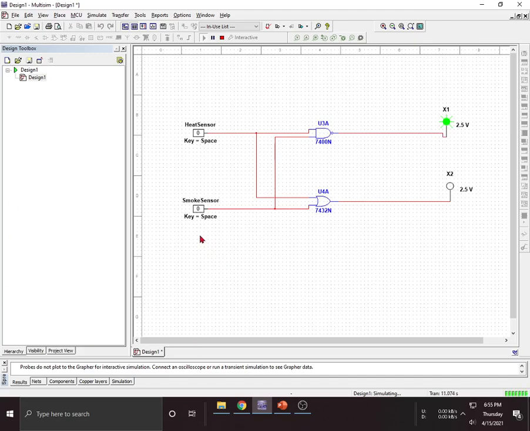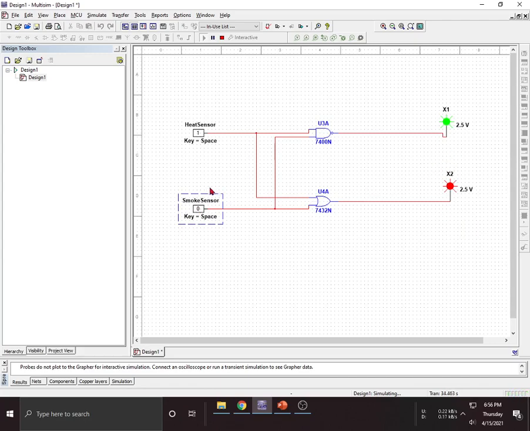But when the heat sensor is 0, we take it 0 as it is, and we take the smoke sensor 1. Then both red and green probes will be 1. Both the green light and red light probes show us on. But when the heat sensor is 1, like this, heat sensor is 1 and smoke sensor is 0, again both green and red probes will show us 1.